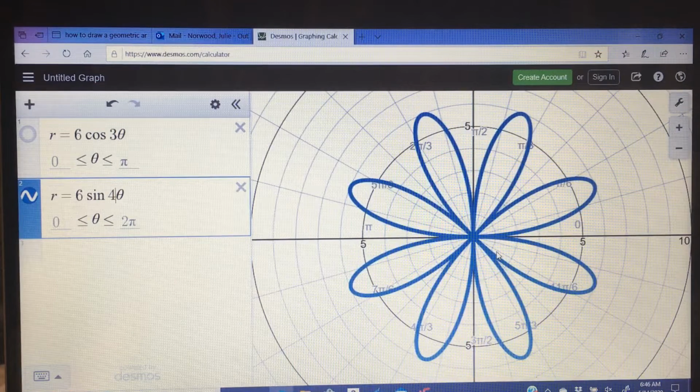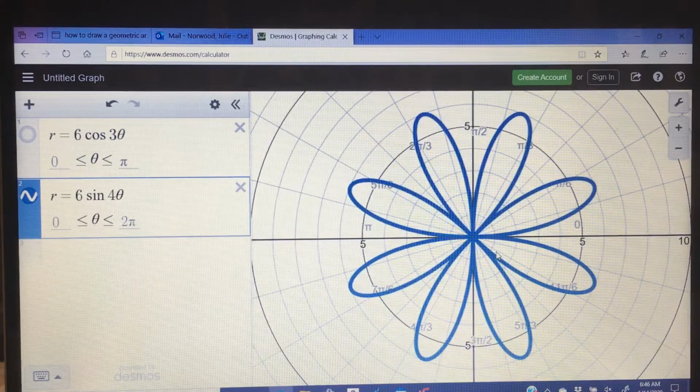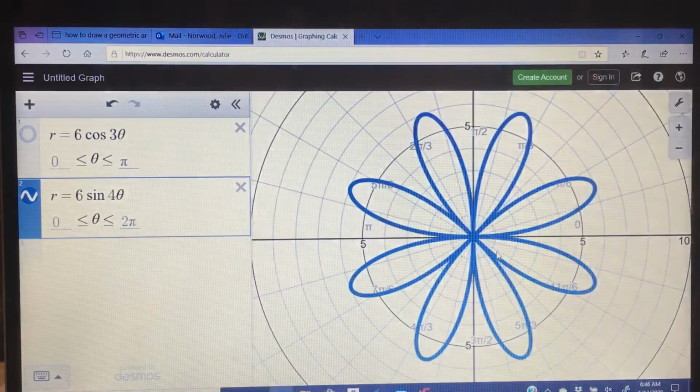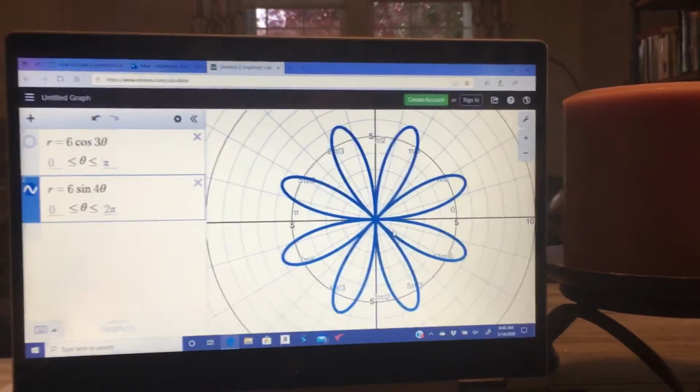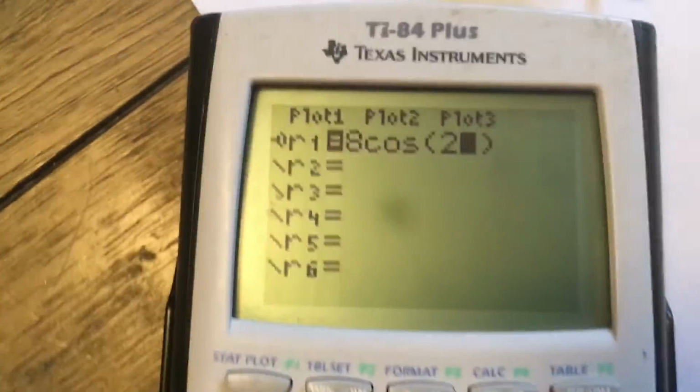Okay, so if you have a graphing calculator, you do have to set it up by, hold on, I'm going to try to figure out how to best do this. I think I have to take my phone off this and just go hold it over it.